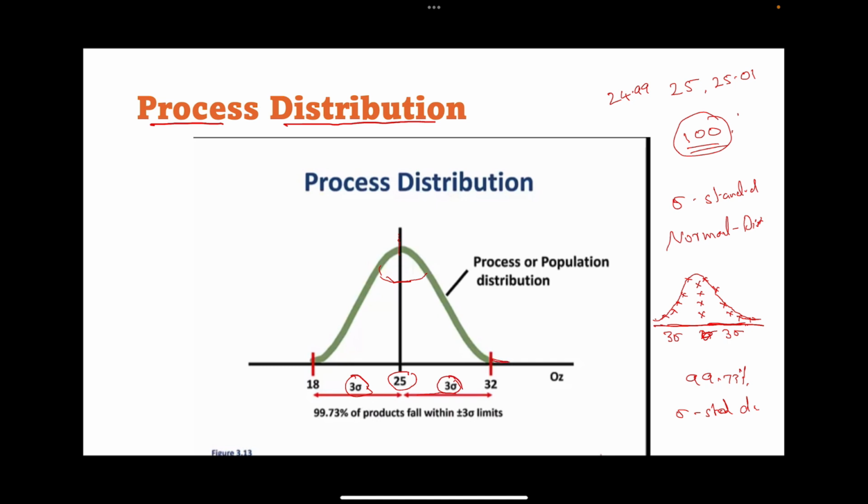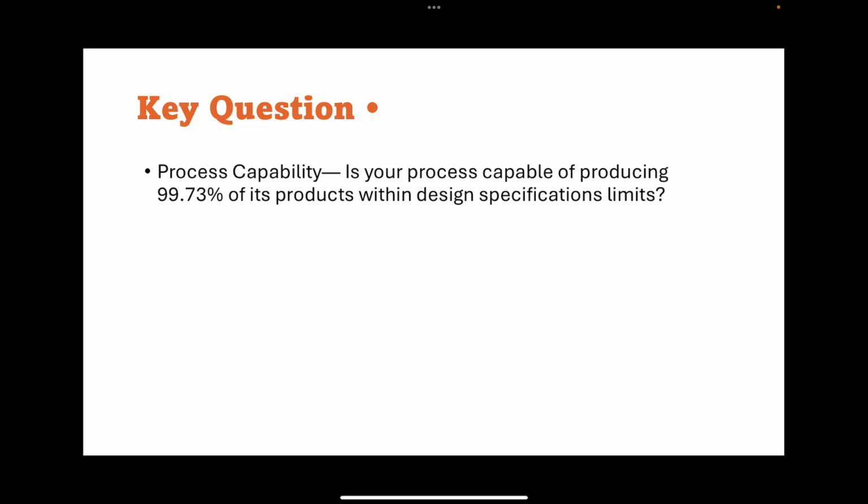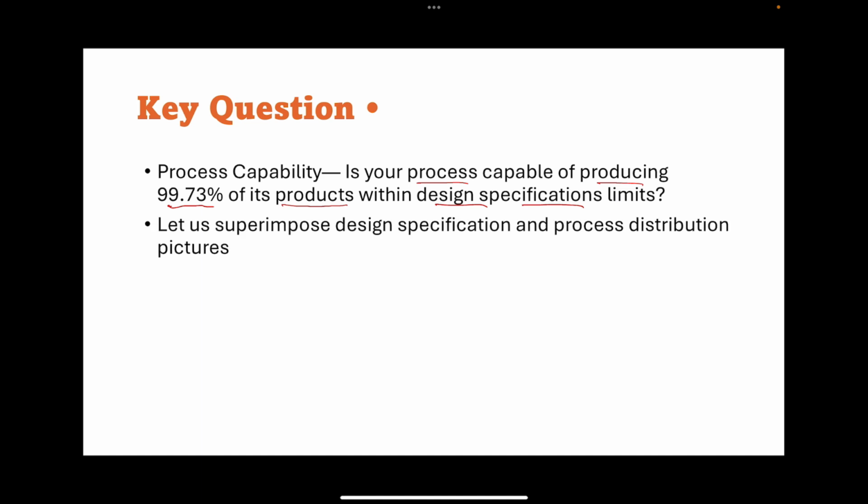There will be some very minute percentage, that means 0.27%, that will be outside this limit. We are not considering that. We need to check, can we manufacture 99.73% of the products within the 3 sigma limits. So let us see that. Is your process capable of producing 99.73% of its products within design specification limits? In order to do that, we need to superimpose design specification and process distribution pictures.